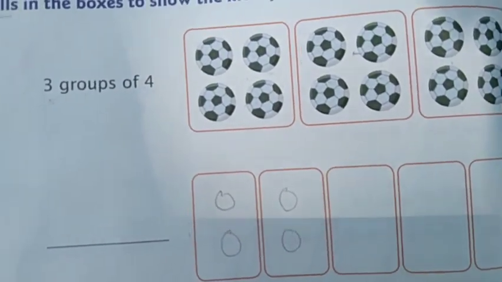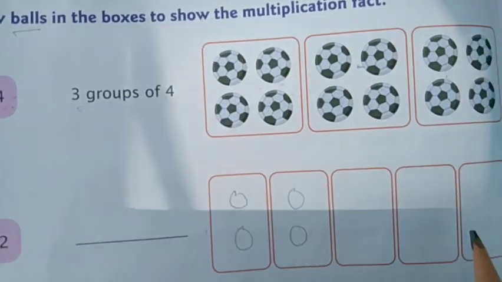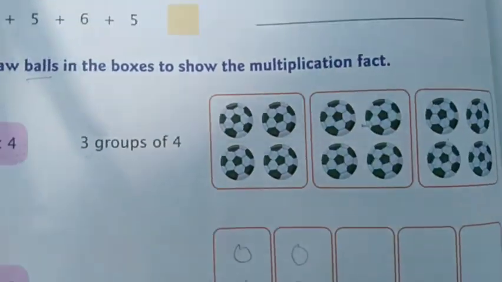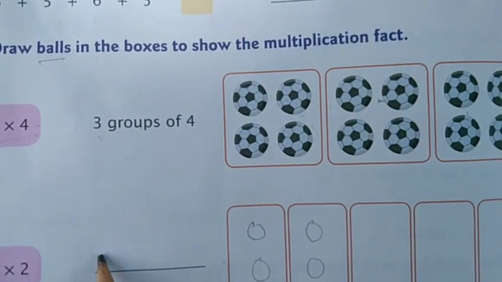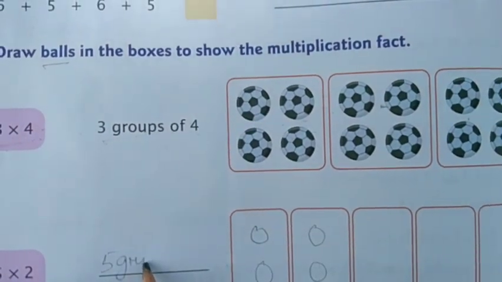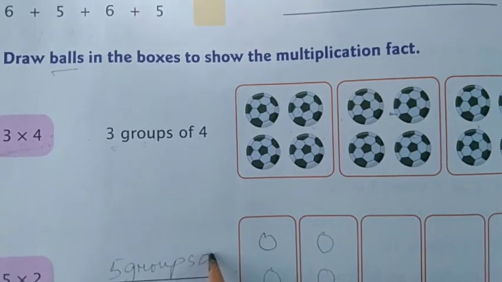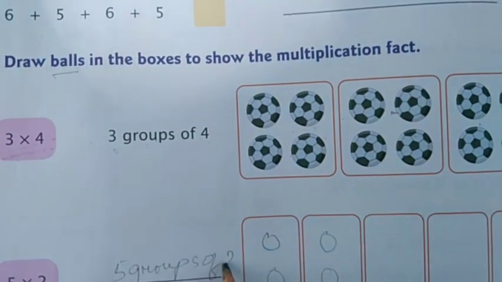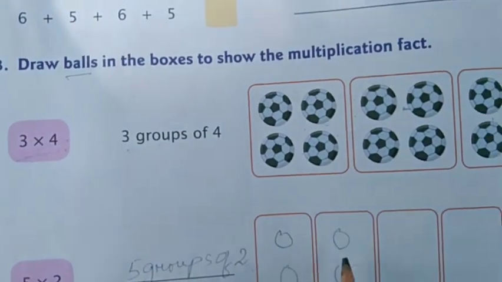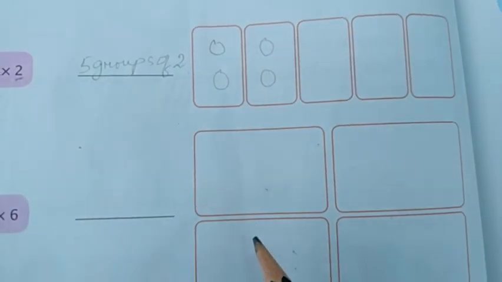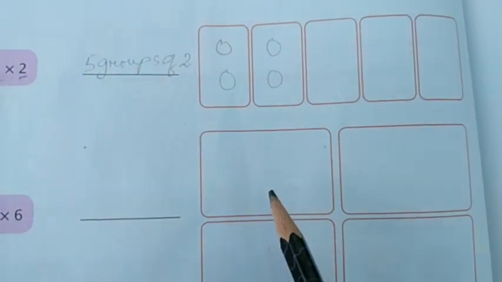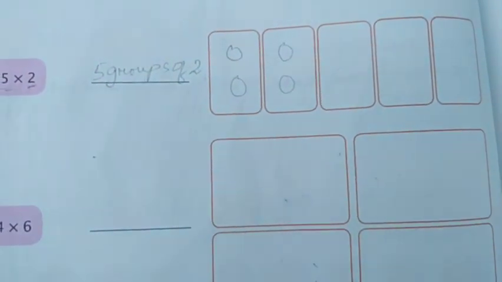Since there are 5 groups given, 5 boxes are already drawn, so we will write here 5 groups of 2, because we will draw 2 balls. It is written here 5 into 2, so 5 groups are already given, and in each group we will draw 2 circles. 4 into 6, here also 4 boxes are given, so it is 4 groups already done, and in each box we will draw 6 circles.